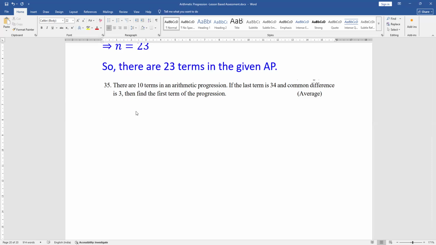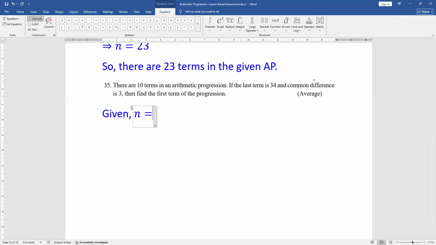Okay, so now we go step by step. So the input is okay. There are 10 terms in the arithmetic progression. 10 terms means we have to write n equals 10. Then comma, last term is 34. Last term means L. It's equal to 34. L equals 34. n is 10, number of terms is 10. Then, as I told you, last term is also nothing but an.